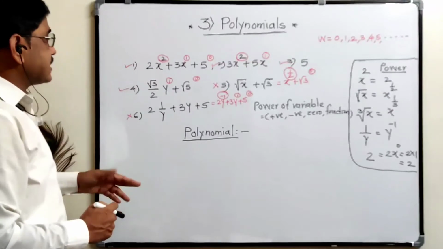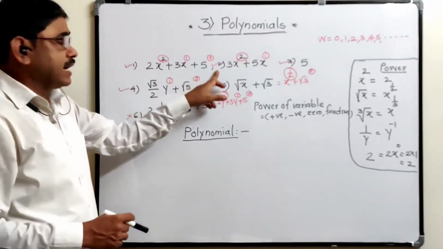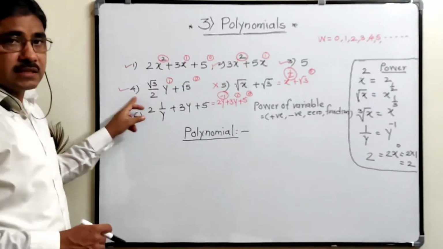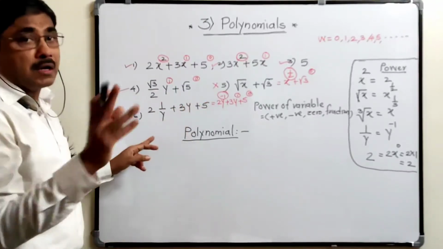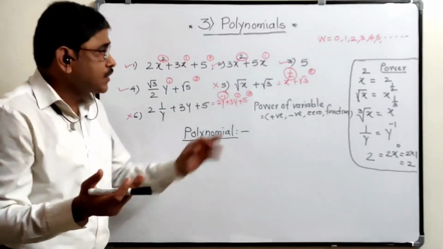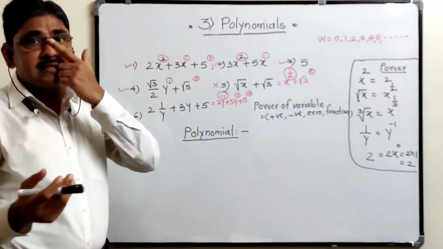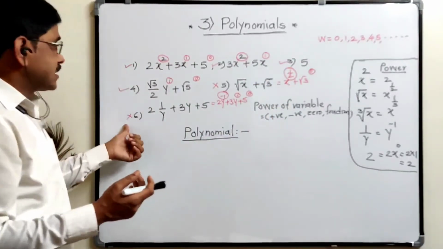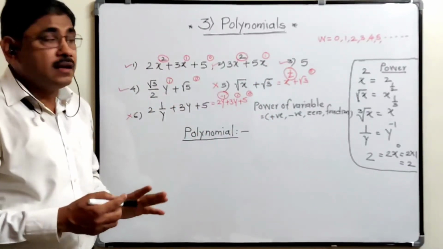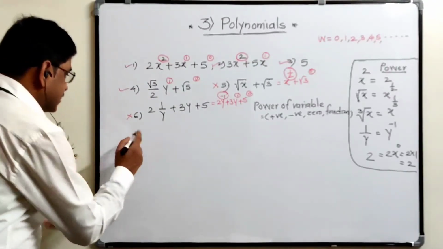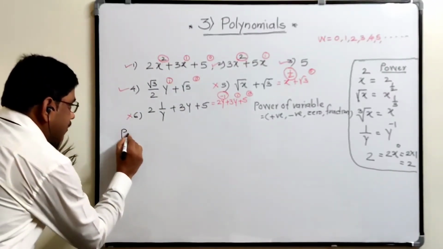So in the sixth example, first one is a polynomial, second one is a polynomial, fourth one is a polynomial, fifth is not a polynomial, and we have to write the reason. Because the power of variable is a fraction. And here, what is the reason? The power of variable is negative. So we can write the definition of polynomial.